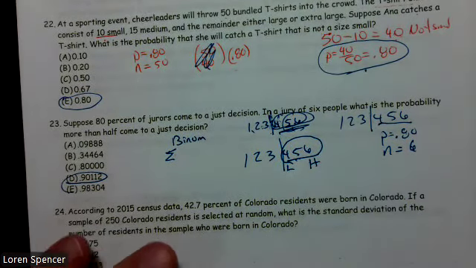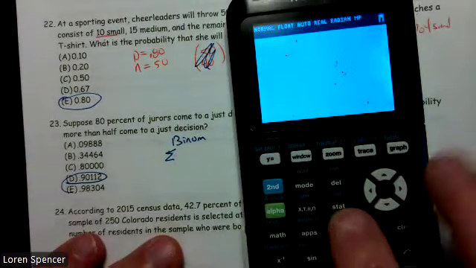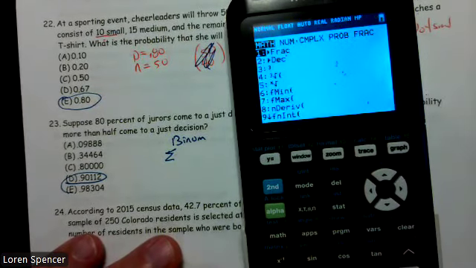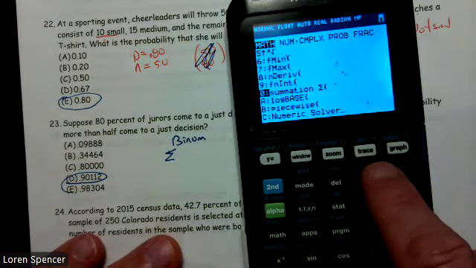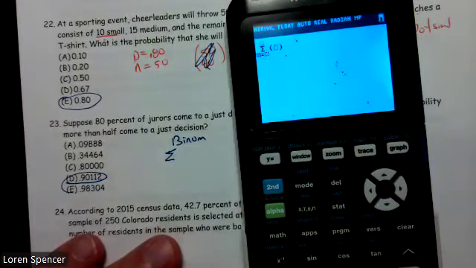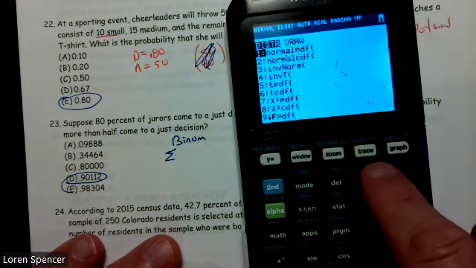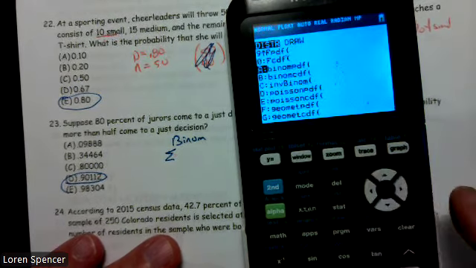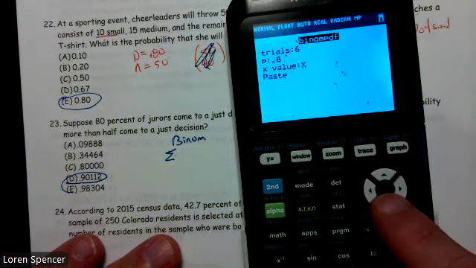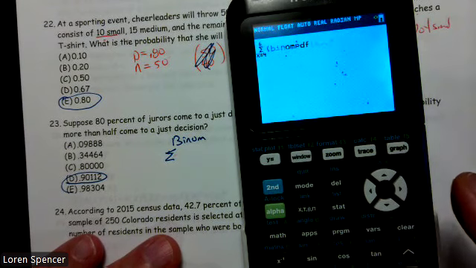That's my high value. And if I were to run this one more time, I would go math, scroll down, summation, X. Low value was 4. High value was 6. Second vars, binomial PDF, 6, 0.8, x. Boom, got it.